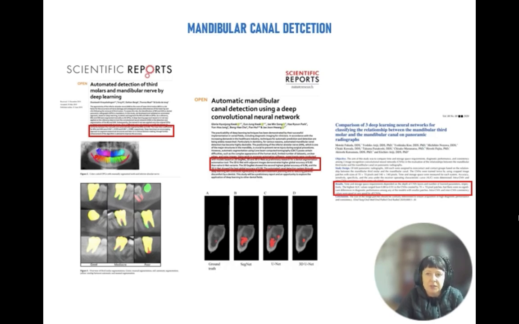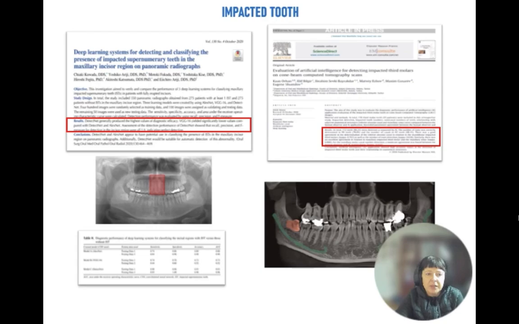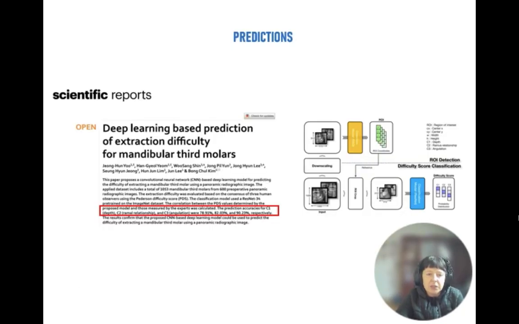The next step is the use of artificial intelligence in detection of impacted teeth, and this especially concerns third molars, and together with highlighting the course of the mandibular nerve canal, it serves as the prediction of the complexity of extraction of such a molar. Deep learning-based prediction of extraction difficulty for mandibular molars was also assessed quite well, and the proposed accuracy was around 80 to 90%.